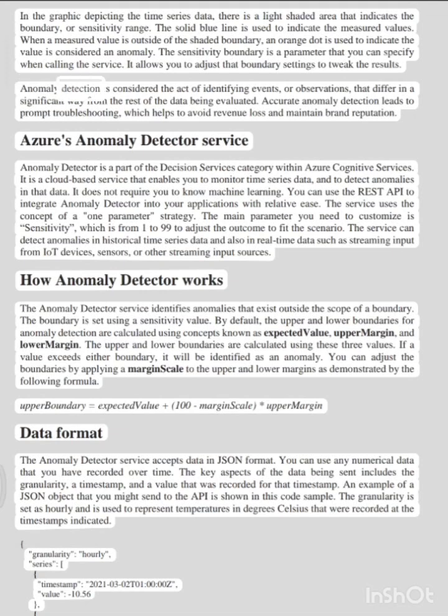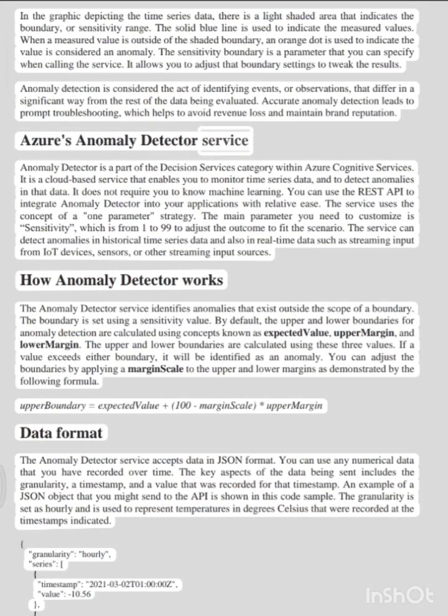Anomaly detection is considered the act of identifying events or observations that differ in a significant way from the rest of the data being evaluated. Accurate anomaly detection leads to prompt troubleshooting, which helps to avoid revenue loss and maintain brand reputation.